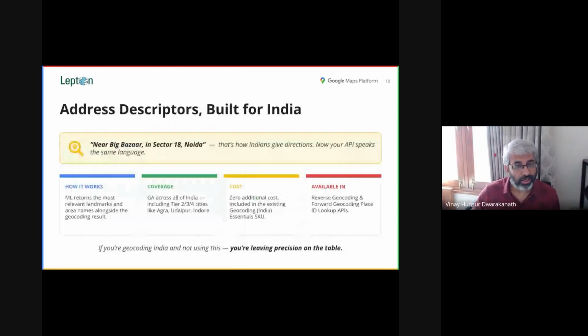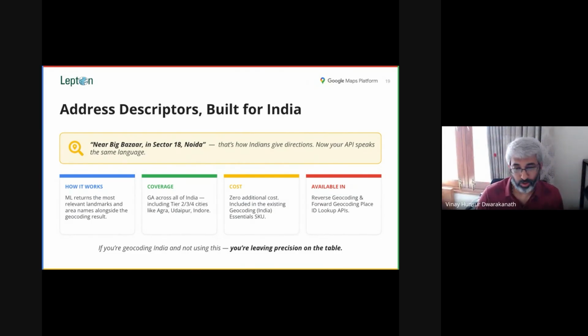Next is address descriptors. This feature is special. It was built in India, for the way Indians actually navigate. Look at the example, right? Near Big Bazaar, in Sector 18, Noida. So this is how a real person will give directions to a delivery driver in India. The street name and pin code are less useful. Landmark, everything, right? So how it works is machine learning returns the most relevant nearby landmarks and area names along with your geocoding result.